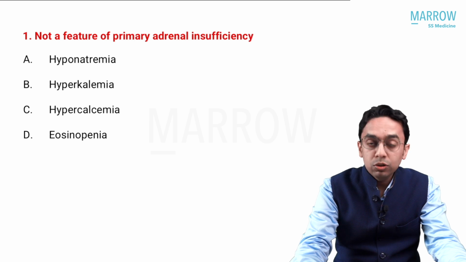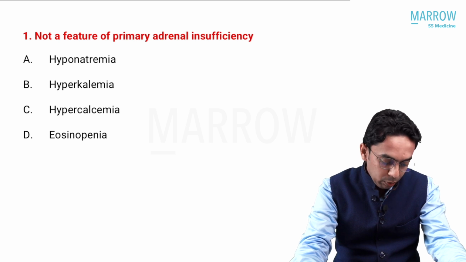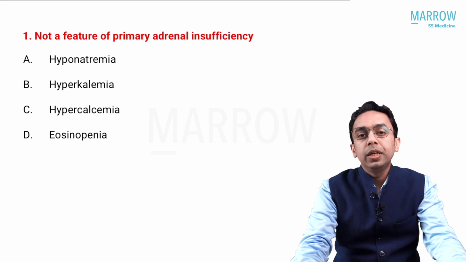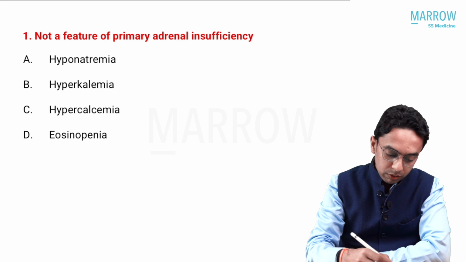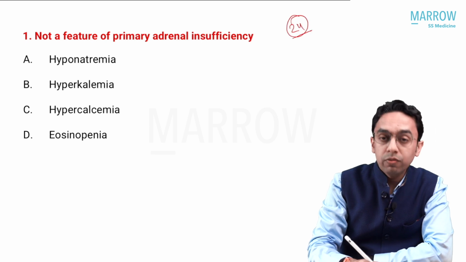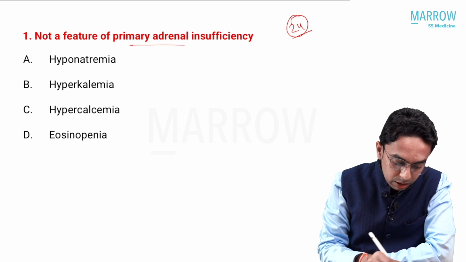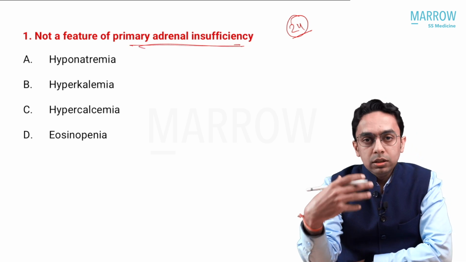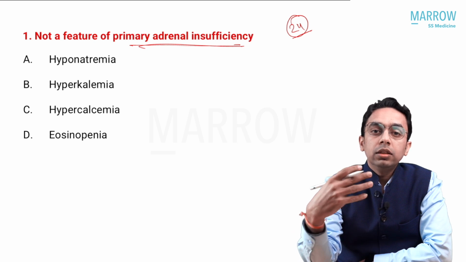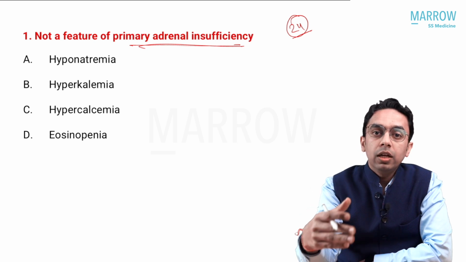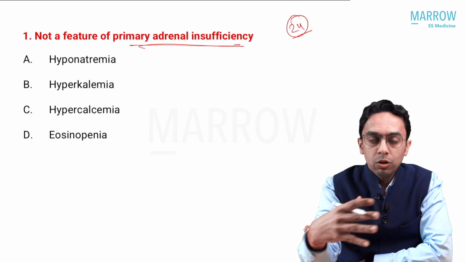So which of these is not seen with Addison's disease? Hyponatremia, hyperkalemia, hypercalcemia or eosinopenia. This question we have already discussed in question number 24 when we were discussing adrenal. So this is very basic here. We know that in primary adrenal insufficiency or Addison's, there is deficiency of cortisol as well as aldosterone, both mineralocorticoid.